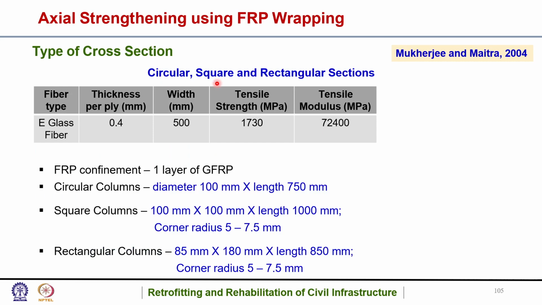The type of cross section study was also performed by Mukherjee and Moitra in 2004, where they took 3 sections instead of 2. They included circular, square, and rectangular. These were the characteristics of the fibers. The FRP confinement was one layer of GFRP. Circular columns used were 100 mm diameter and 750 mm length, and square columns were 100 mm side and length of 1000 mm. The corner radius was 5 to 7.5 millimeter, and rectangular columns were 85 mm by 180 mm cross section and 850 mm length, and corner radius was around 5 to 7.5 millimeter.